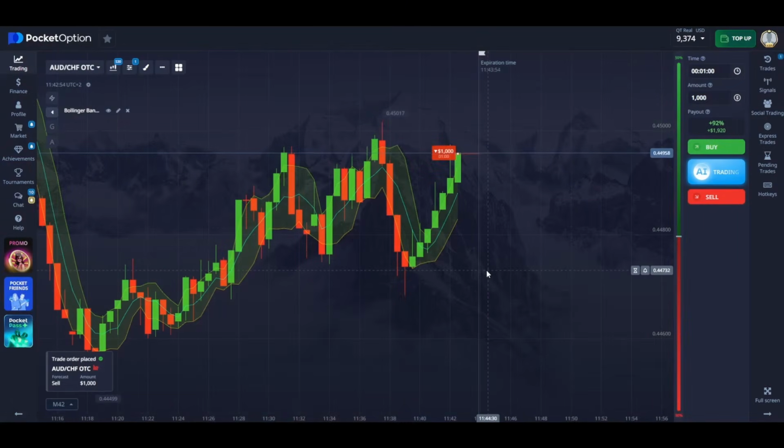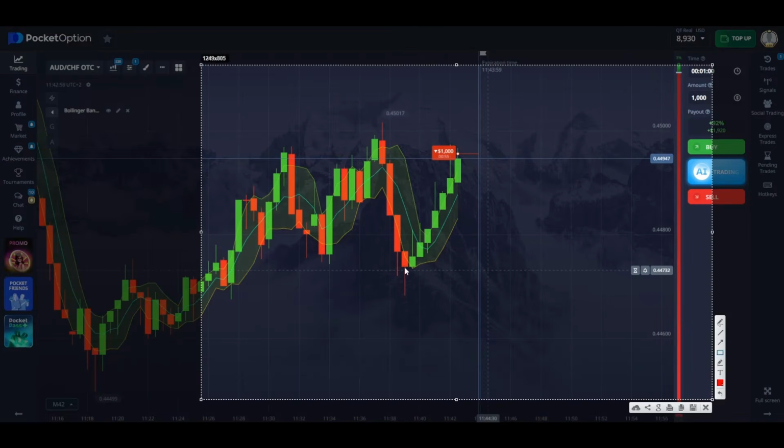Here's the situation. The signal is for an upward move, but now we're going to place a trade for a downward move. As you can see, it went below the lower band. We opened a trade for an upward move from that point and made our profit.